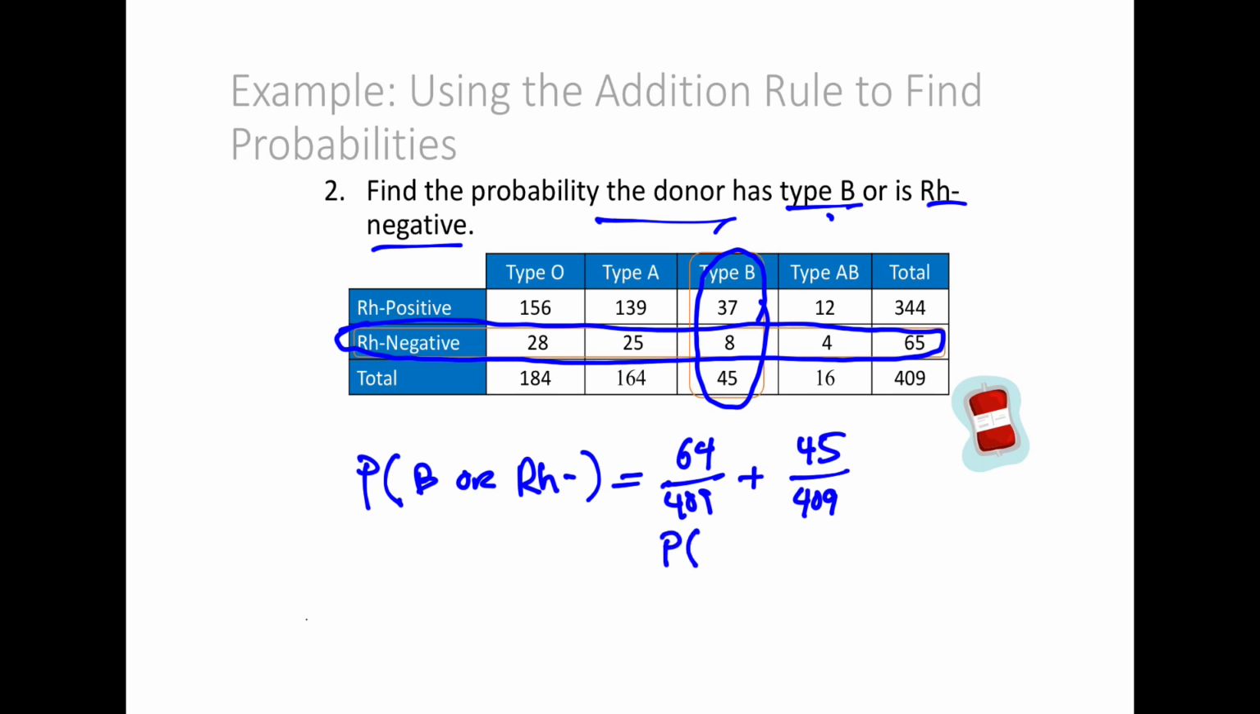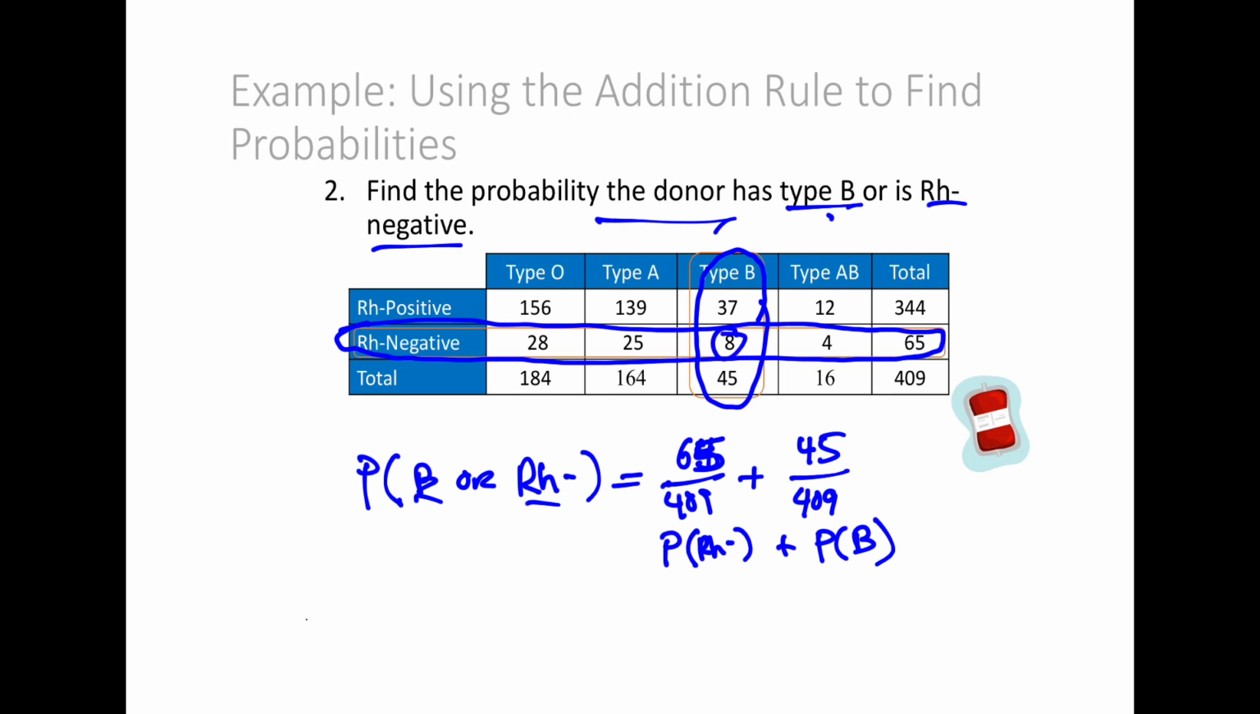This one actually was, where did I get the 64? That should be 65 out of 409. And this is the Rh negative. And the other one is type B. So I did this a little bit backwards from the order that they're in, but it doesn't really matter here. We're just adding. But did I overcount? And the answer is yes, I did.